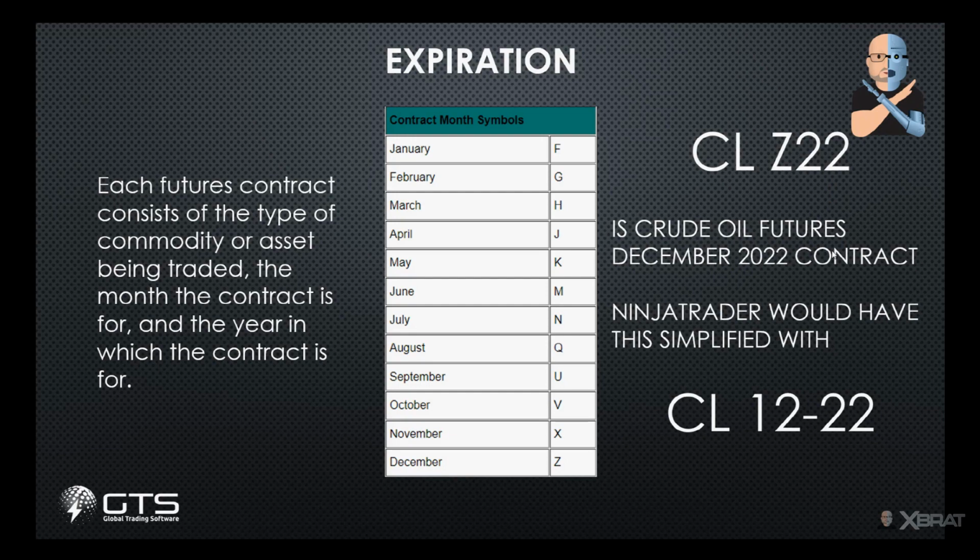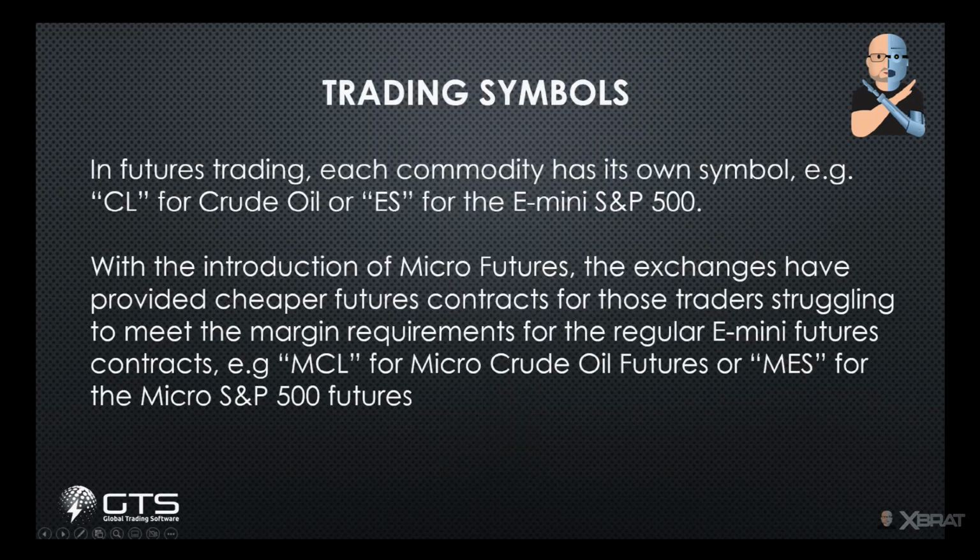NinjaTrader does it slightly differently to make it a little bit easier. They would have this simplified with CL for oil, 12 for the month, December, and then the year 2022. So those are the contracts, and those are rolled over with your brokerage. Some is automatic, for example. Others, you will get a notification, like on NinjaTrader, that the contract has expired and you need to roll over to the new contract. You select OK, and it rolls over to the next contract on your chart, so you're up to date with the current contract data.